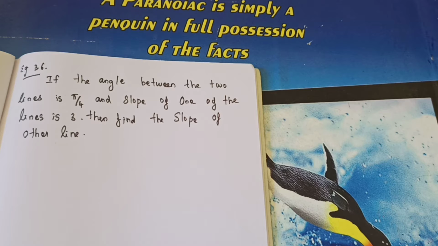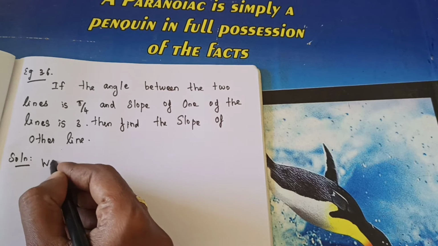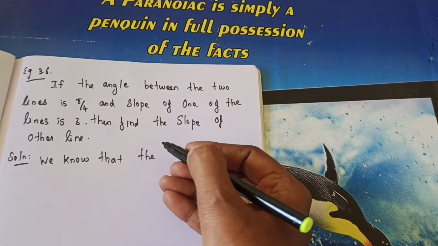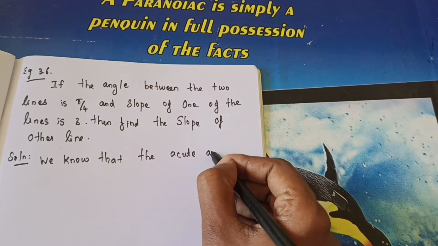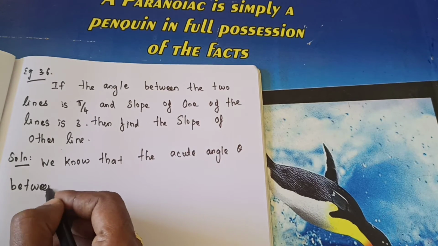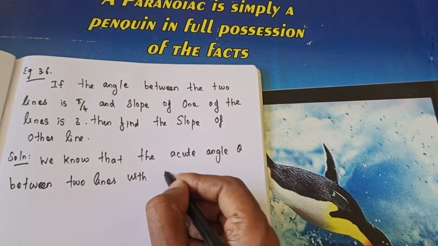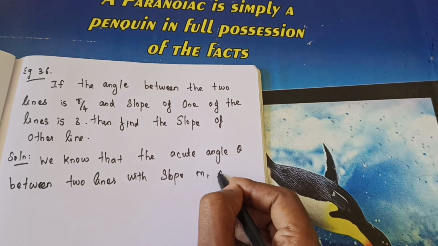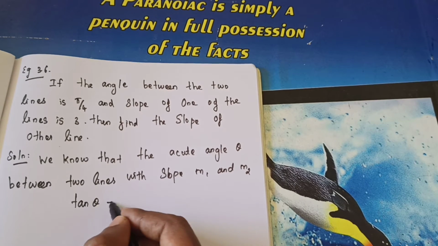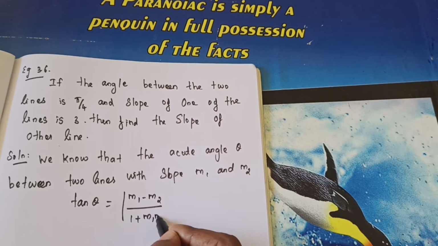So if you apply this formula, you will get the m2 value. Understand? So we know that the acute angle theta between two lines with the slope m1 and m2, okay, m1 and m2 is the slope, tan theta equal to modulus of m1 minus m2 divided by 1 plus m1 into m2.